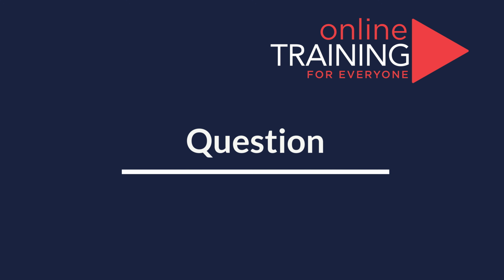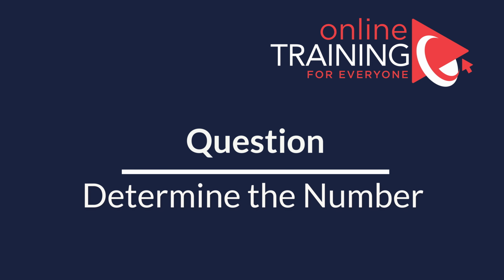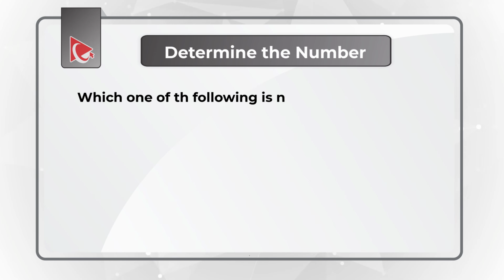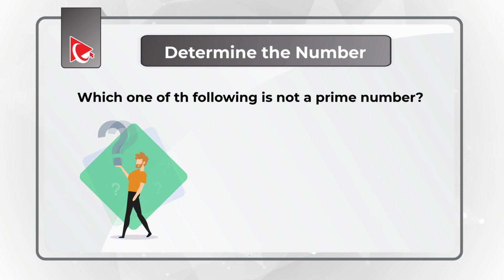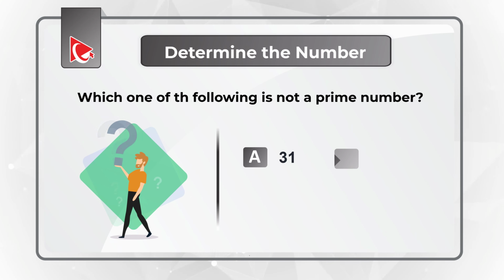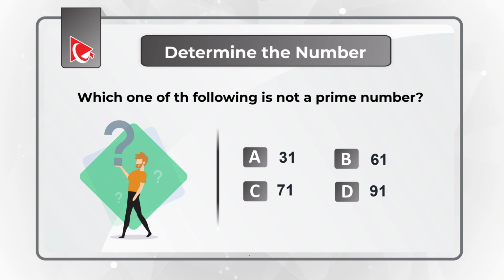Here's an interesting question where you're presented with a set of numbers and you need to determine which number is not a prime number. You have 4 different choices. Choice A, 31. Choice B, 61. Choice C, 71. And choice D, 91.